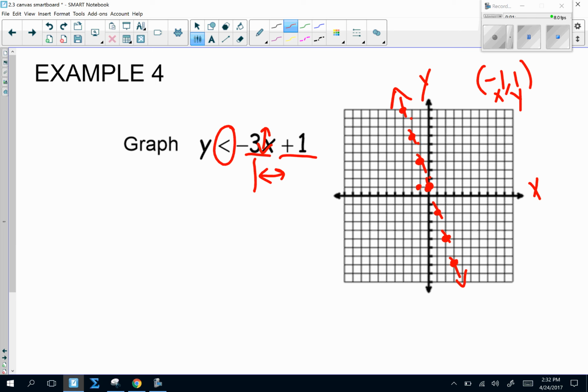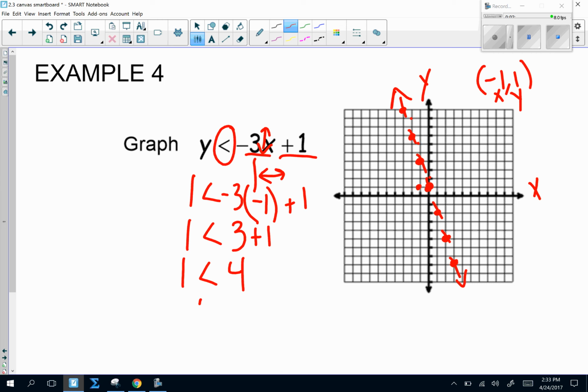So if I use the point -1, 1, I know -1 is my x, 1 is my y. I'm just going to replace it in my equation and solve and see if this statement is true. So y, I'm going to put in a 1, is less than -3 times my x, which is -1, plus 1. So I have 1 is less than -3 times -1 is +3 plus 1. So 1 is less than 3 plus 1 is 4. Now, 1 is less than 4 is a true statement, so I know I want to shade on this side of my graph. So we know that every point on this side of the line is a solution to our system of equations.